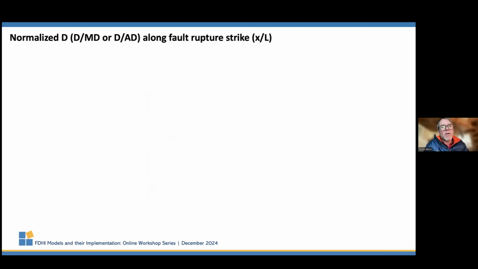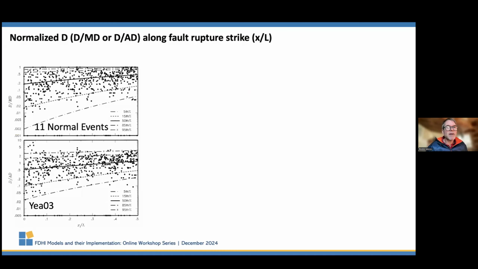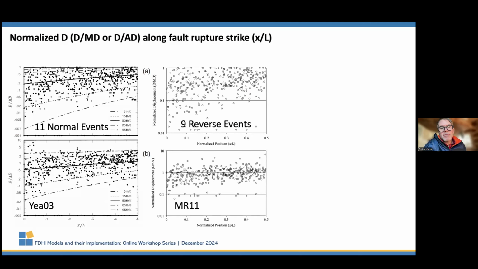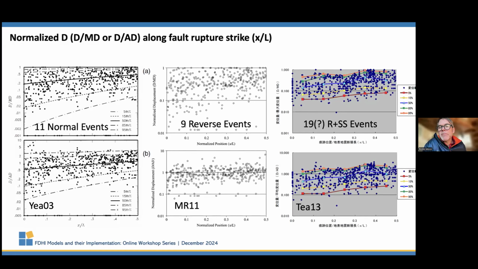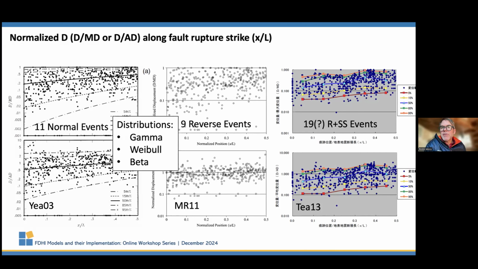Now we move to the normalized displacement. And this is principal, and we're going to be talking about along strike, X over L, or for Petersen, that's I over L. So here we're looking at the normalized displacement, and we can normalize it by the maximum or average displacement. And the normal events that were available to Youngs et al. was 11. And you can see the scatter in the data there. For our reverse model, we had 9 events that we could aggregate and look at the data. And then Takao had essentially 19 events. And the distributions that have been fit to this, gamma, Weibull, and beta distributions, are often flexible enough to capture the central tendency and the dispersion of this data in terms of projecting it forward.